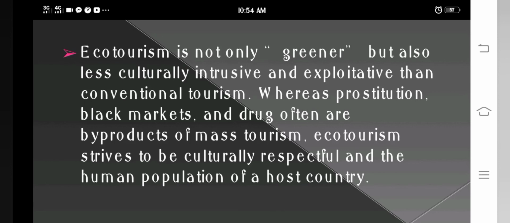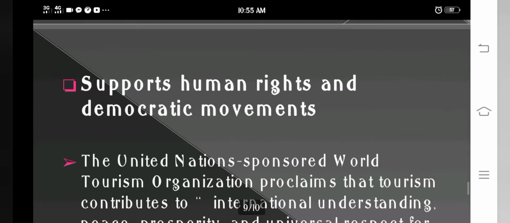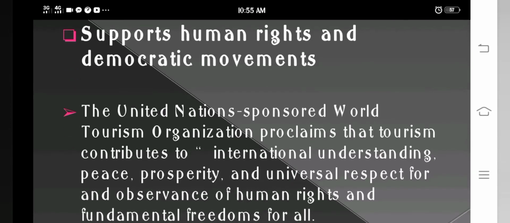Worse still, tourists can forget that the exotic community they are visiting isn't just a spectacle that exists for their enjoyment. While it's natural to be unfamiliar with foreign cultural norms, many of these misunderstandings lead to rude and inappropriate behavior that leaves both the tourist and the locals with a sour aftertaste. And the last is to support human rights and democratic movements.